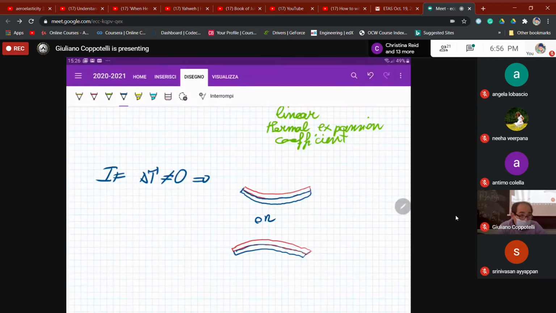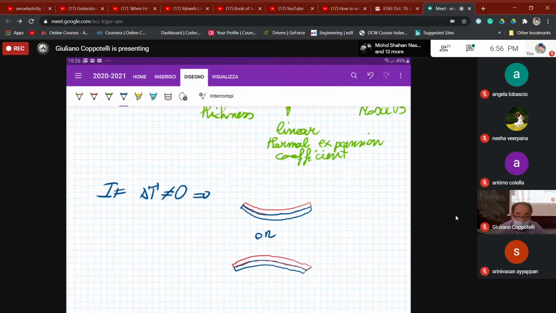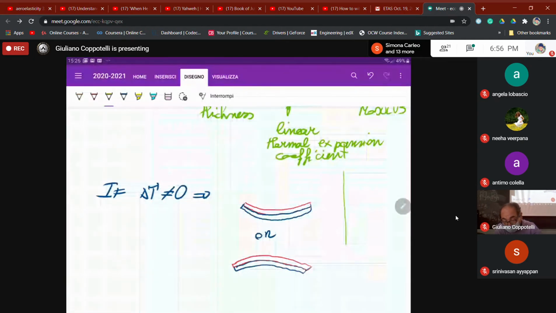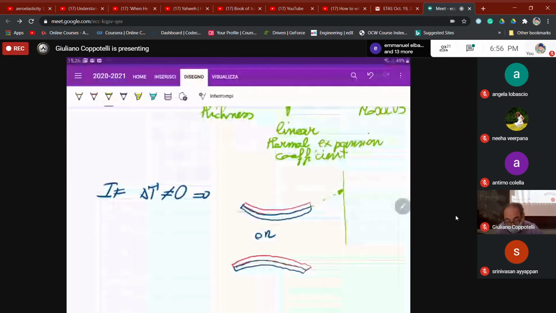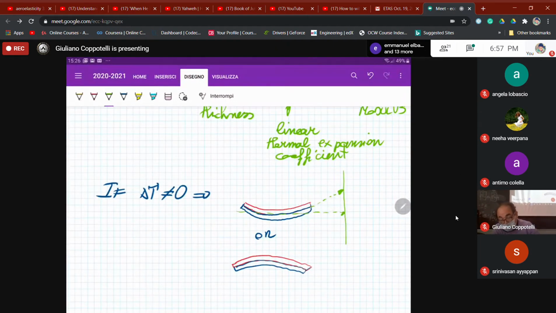Now, if you mechanically link this bending to a scale, for example, you have the information of the change of the temperature. If you calibrate that, you have the information of the temperature as well. So if you are connecting this to a scale, then you have the information of the change of temperature with respect to the reference one. So you have T0, the reference temperature, that is a very well-known temperature.